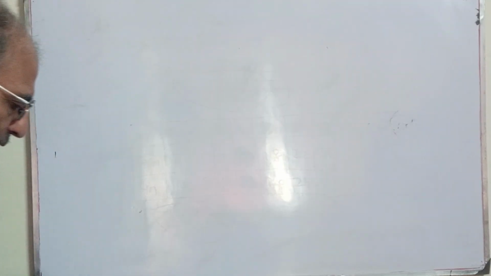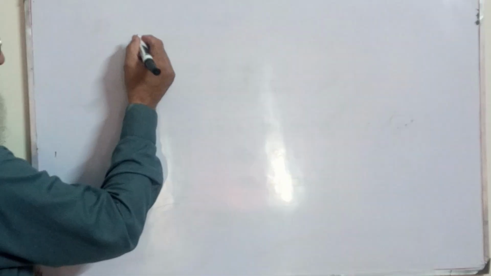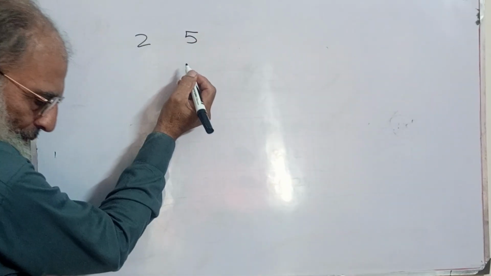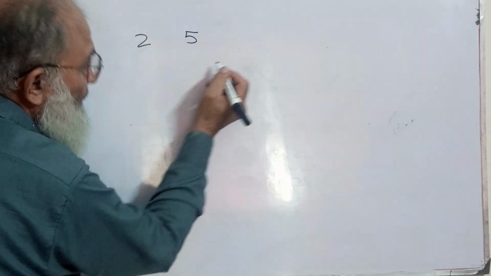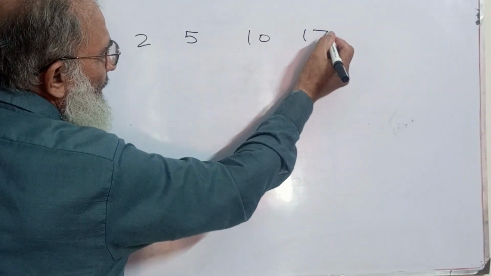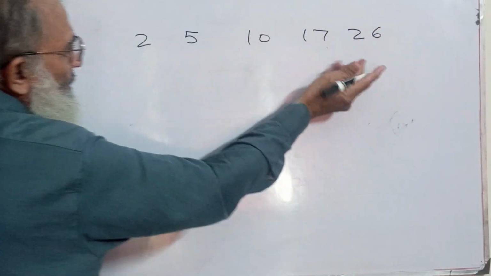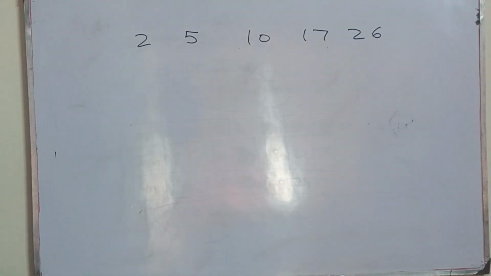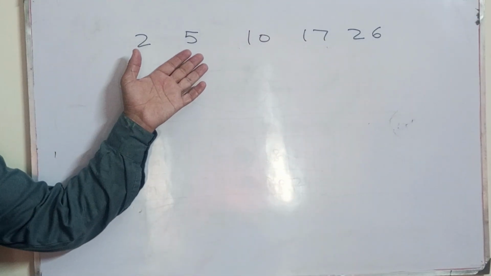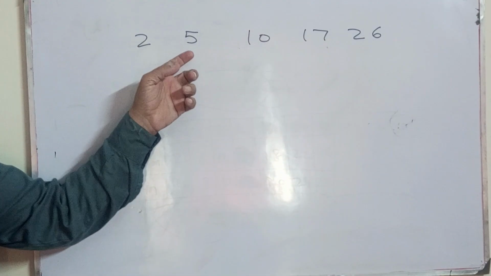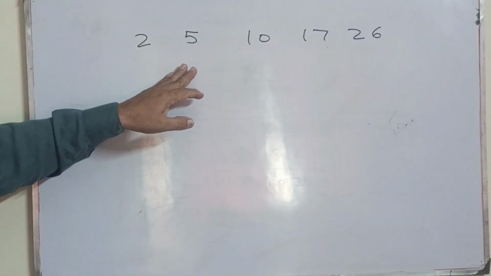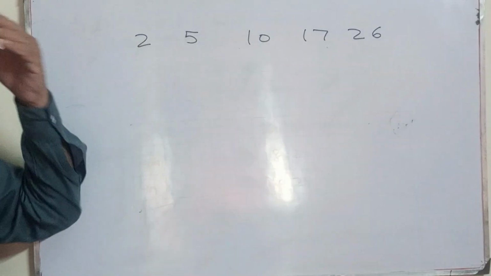So now a new sequence is given to elaborate it further, and that is 2, 5, 10, 17, 26. So this new sequence is given.